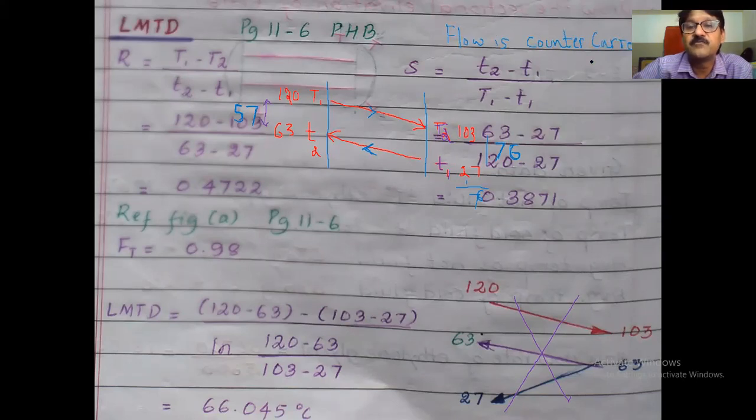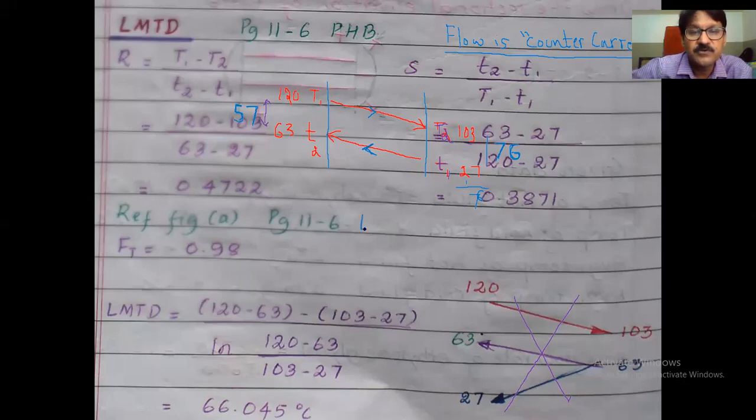So for the counter current flow, please write it. It is clearly given in the problem statement. If it is not given, then you have to assume counter current because counter current flow is more efficient. Then draw the temperature profile, T1, T2, write the values, and write the difference. It is 57, 103. You can see here.